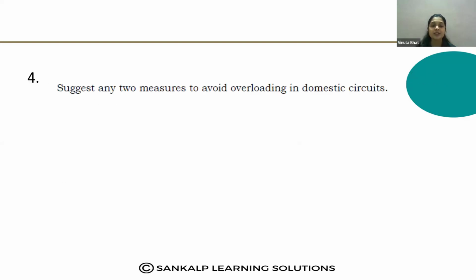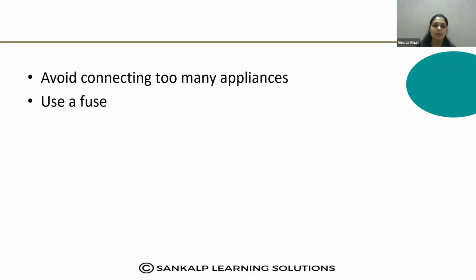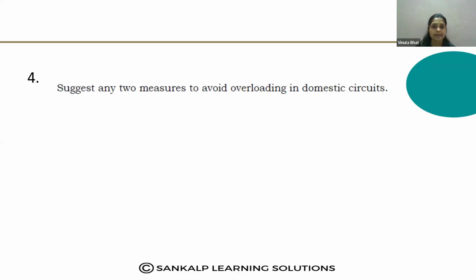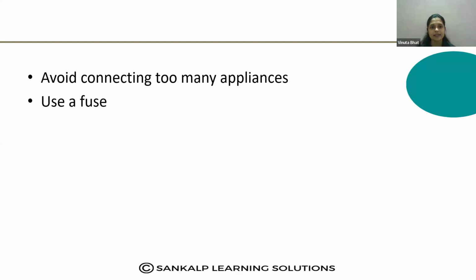Next question. Suggest any two measures to avoid overloading in a domestic circuit. So how can we avoid overloading in the domestic circuit? Avoid connecting too many appliances to a single socket, since that can cause overloading. And by using a fuse, we can prevent overloading in the electric circuit.